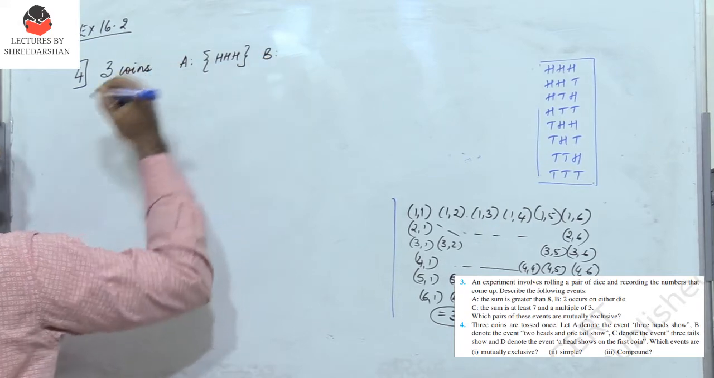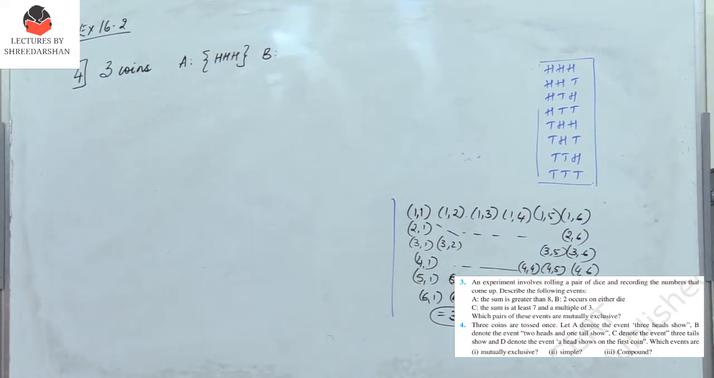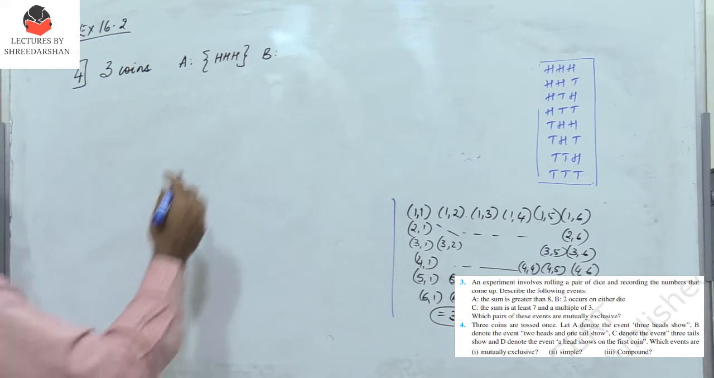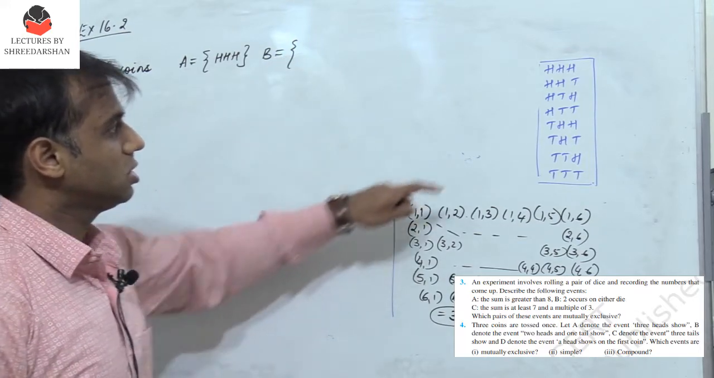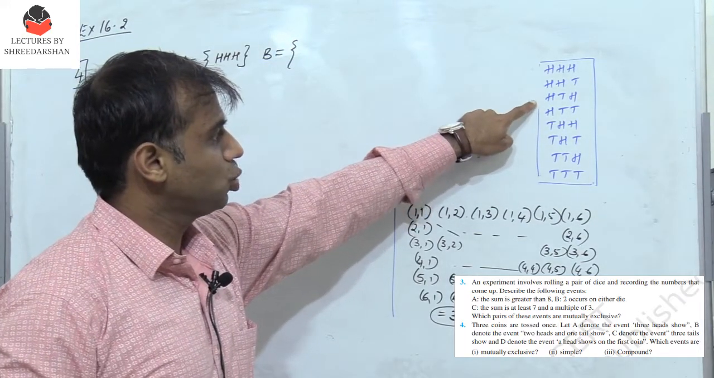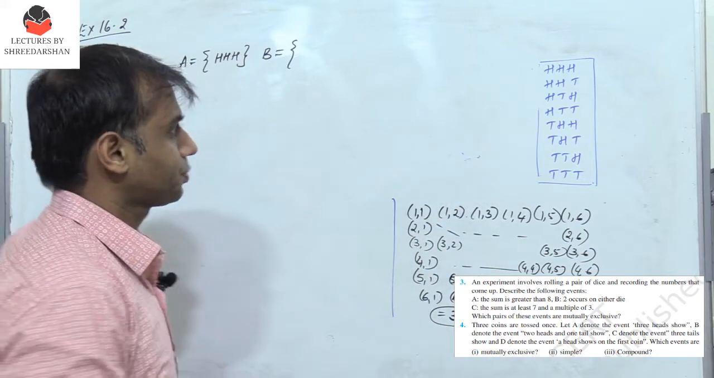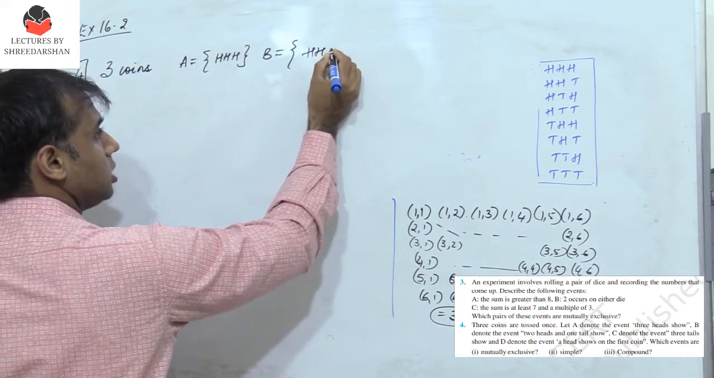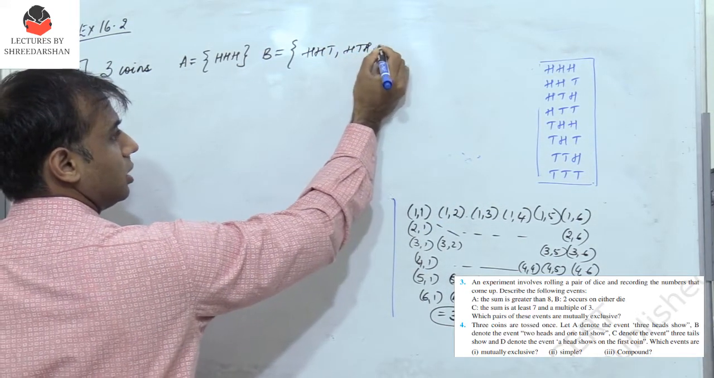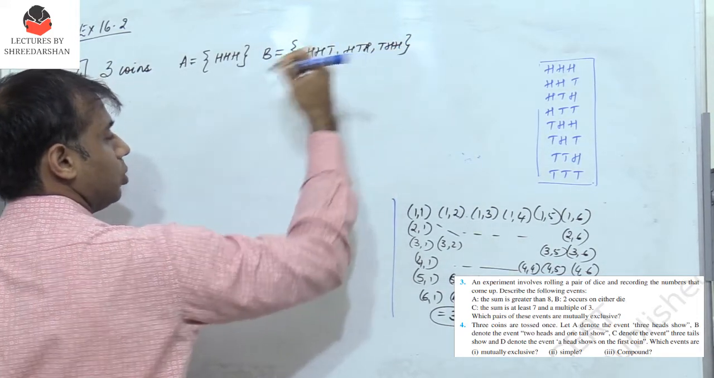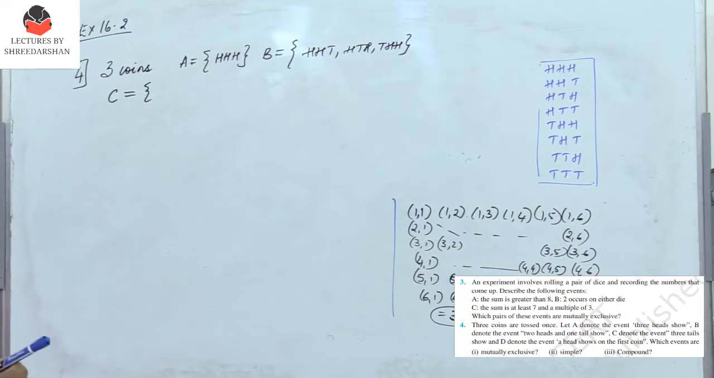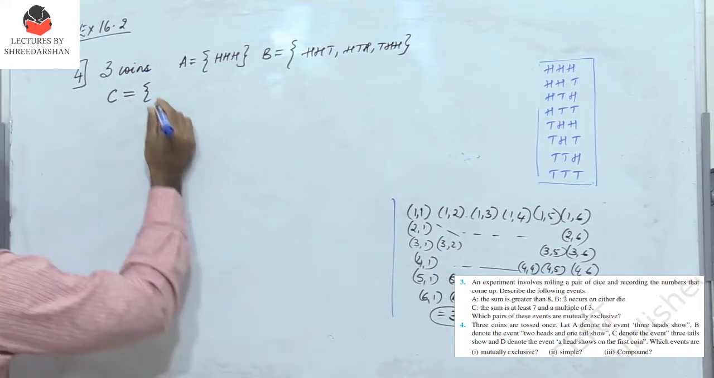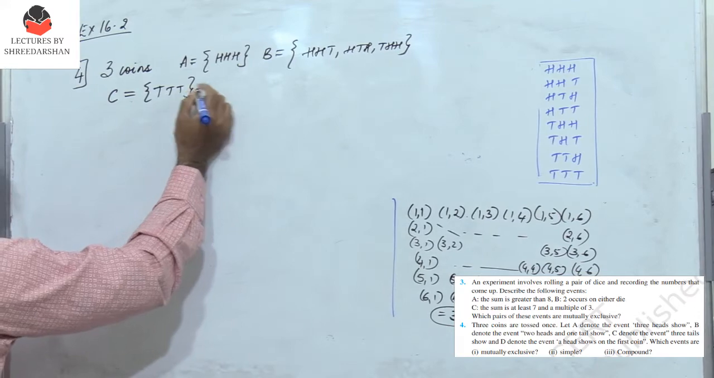And what is event B? Event B is where you get 2 heads and 1 tail. So this is 2 heads, 1 tail, 2 heads, 1 tail, and this one. So I get H, H, T, H, T, H, and T, H, H. 2 heads and 1 tail. Event C is defined as getting 3 tails. So this is the outcome, T, T, T.